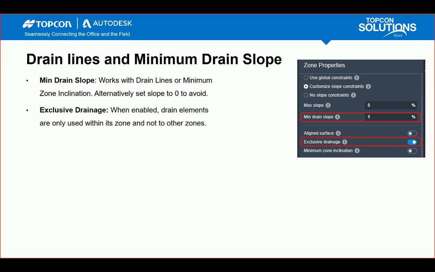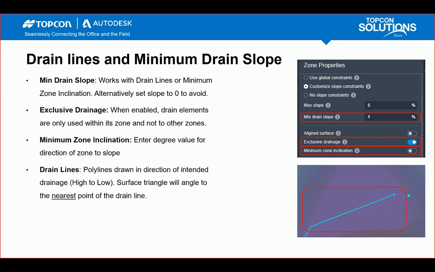Exclusive drainage. When enabled, drain elements are only within its zone and not to other zones. So say you have a parking lot and you have a drain line within it, everything's going to drain towards that drain line. Set to exclusive drainage, that zone will only focus on that drain line. It won't see any others in other zones. Minimum zone inclination. So say you want everything to drain in a certain direction. And so you just enter a degree value for the direction of the zone to slope, and it's all going to slope in that direction.